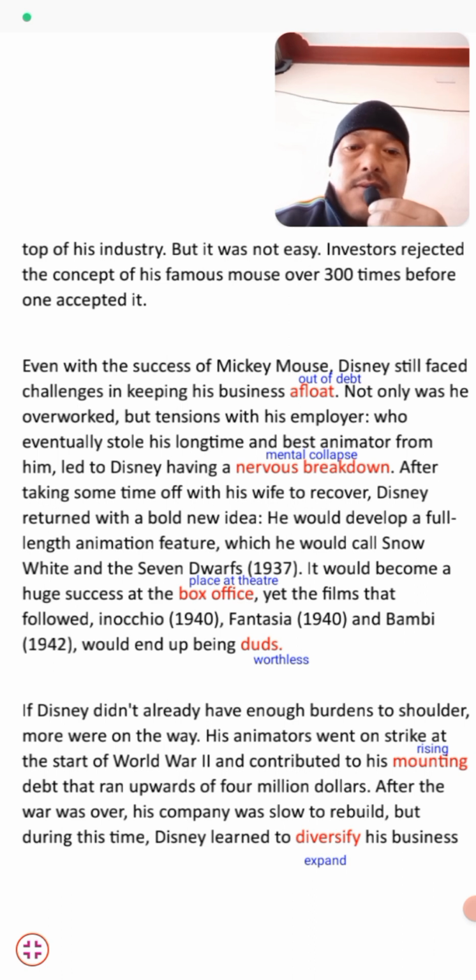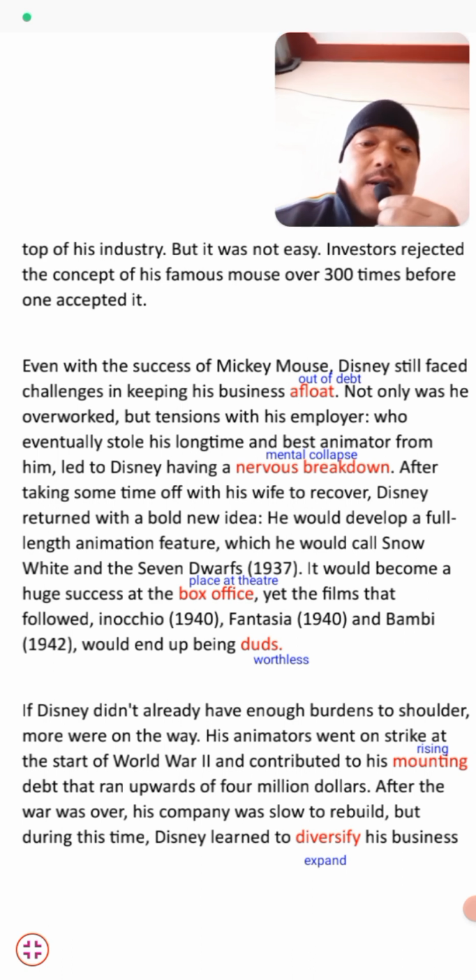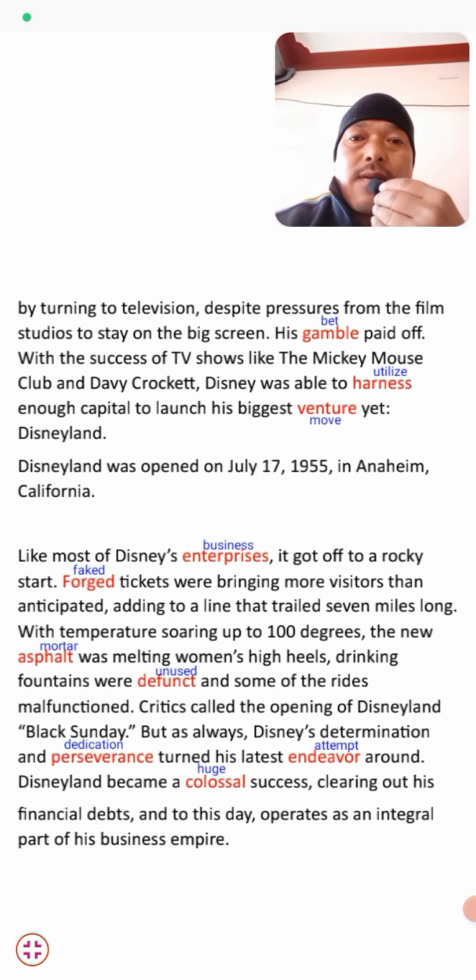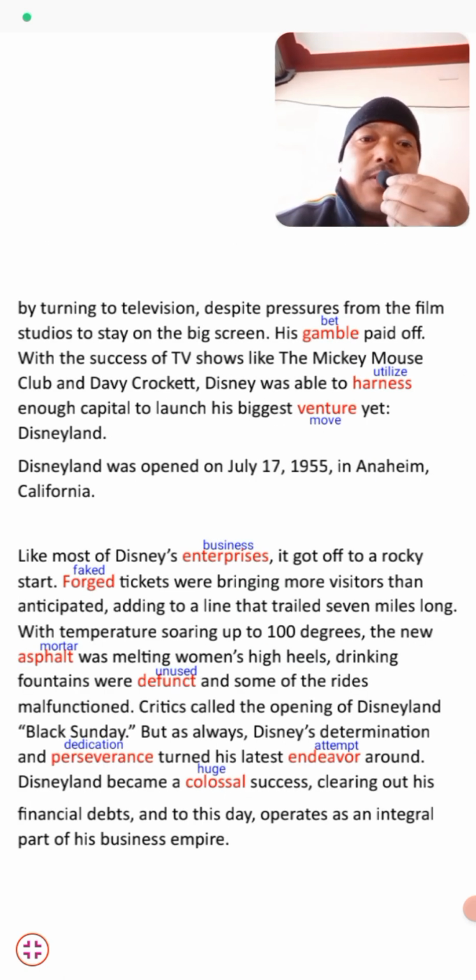After the end of the war, his company was slow to rebuild, and he was not able to move his business ahead. Disney learned to diversify his business by turning to television, despite pressure from the film studios to stay on the big screen.